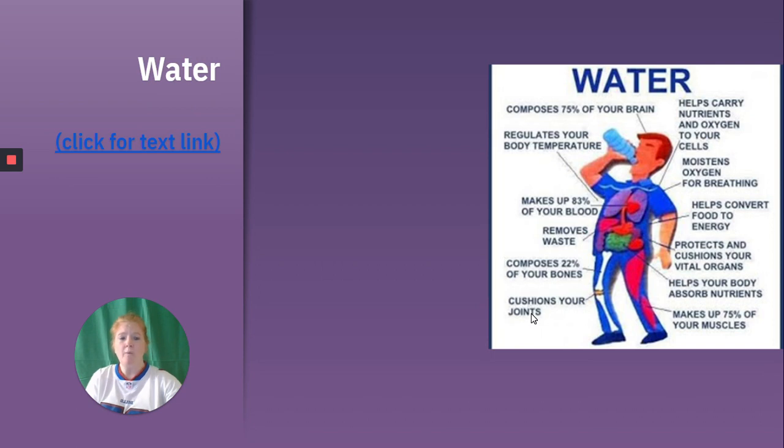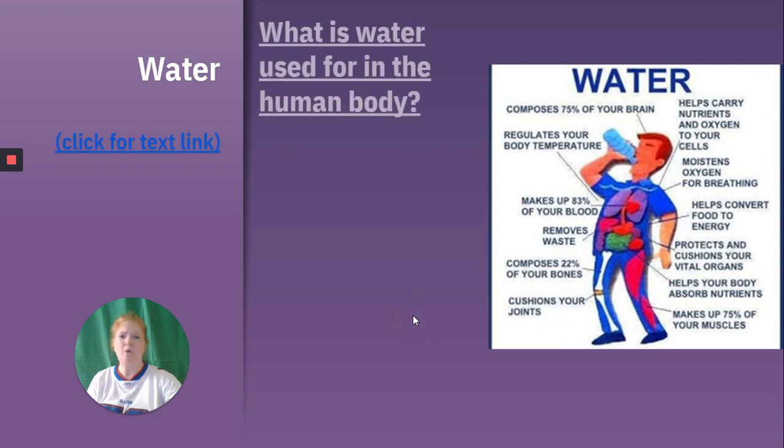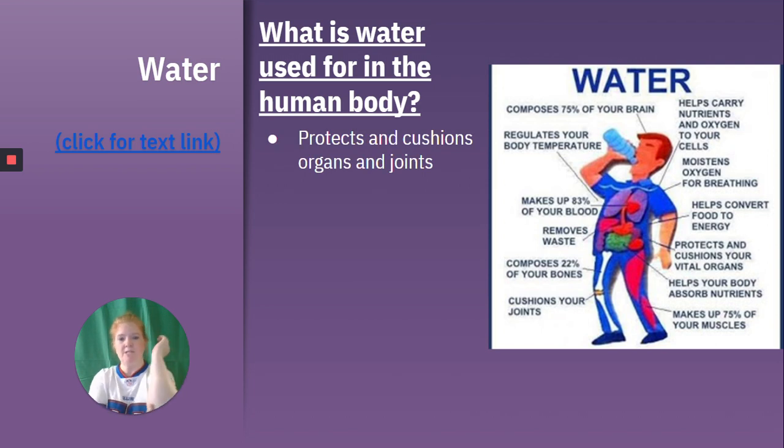So why? What is all that water used for? We talked about its properties, but what is it actually used for in our body? So this visual goes through a lot, but I'm going to talk about a key one. First, it protects and cushions our organs and joints. There's cerebral spinal fluid around your brain and around your spinal cord that is critical and provides some cushioning if you bump your head or when you move around.